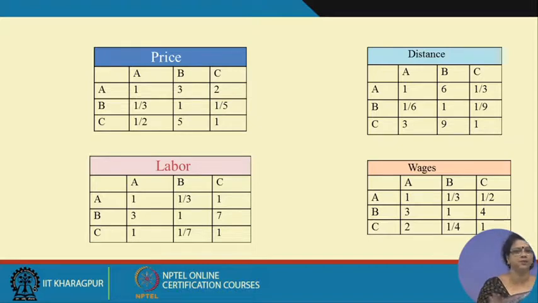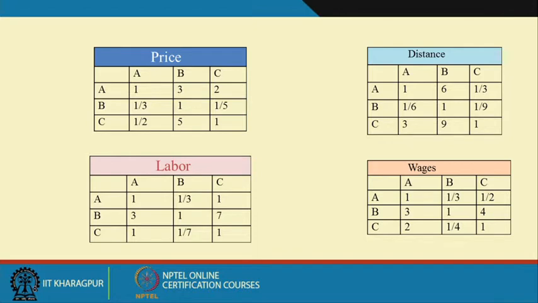We will prepare this matrix. Once we prepare this matrix, with respect to every matrix we will prepare a dominance vector, that is called the priority vector. That is our task next: with respect to price we will rank A, B, C, with respect to distance we will rank A, B, C, and with respect to cost of labor and quality of labor we will do A, B, C.